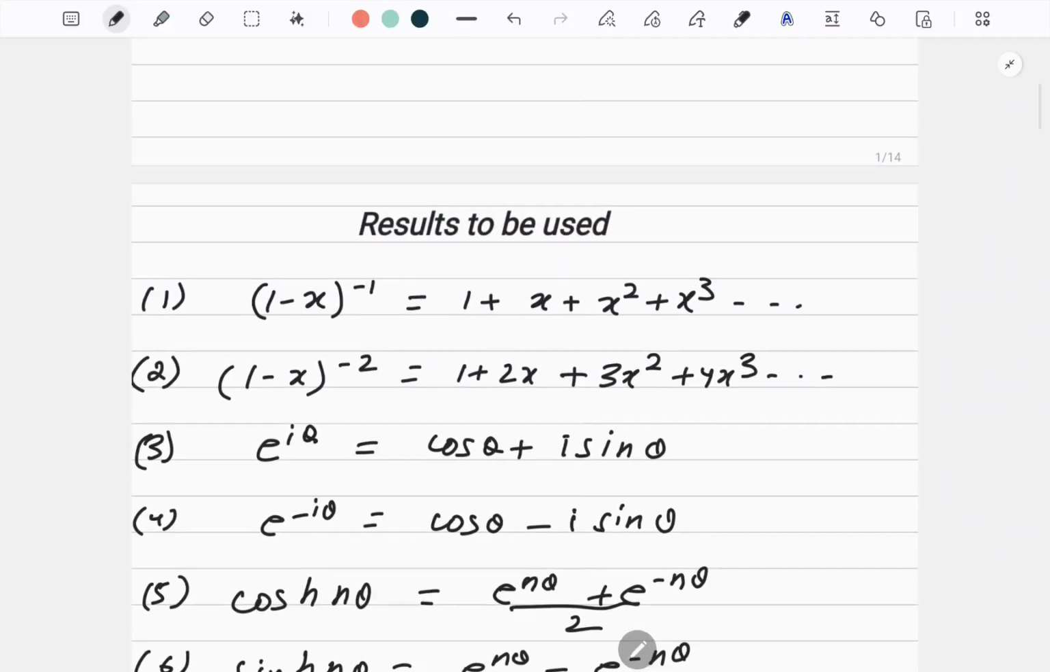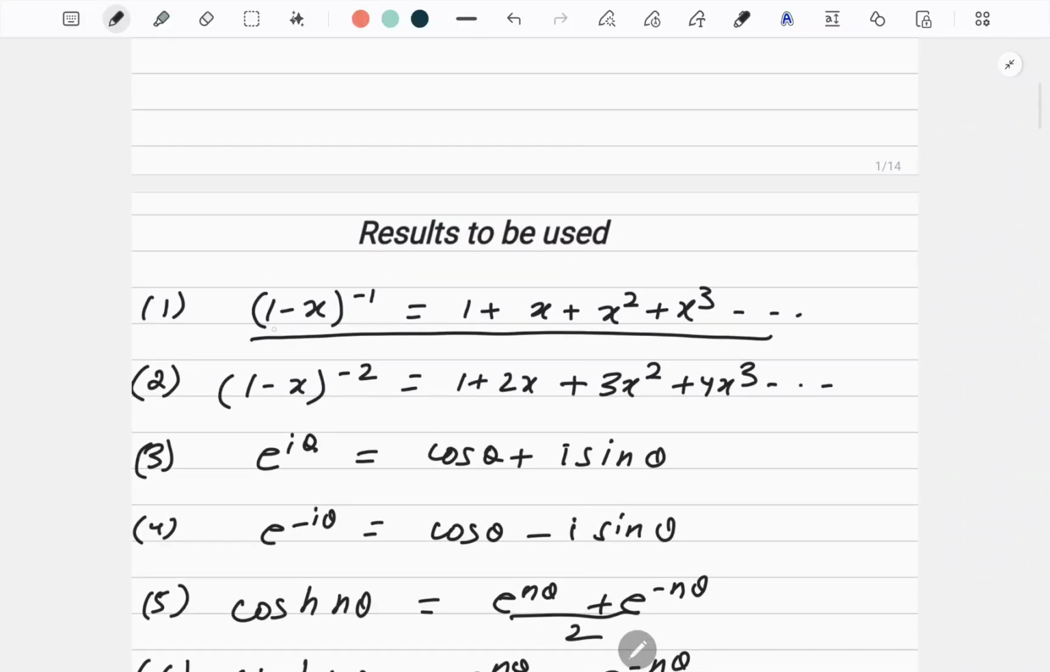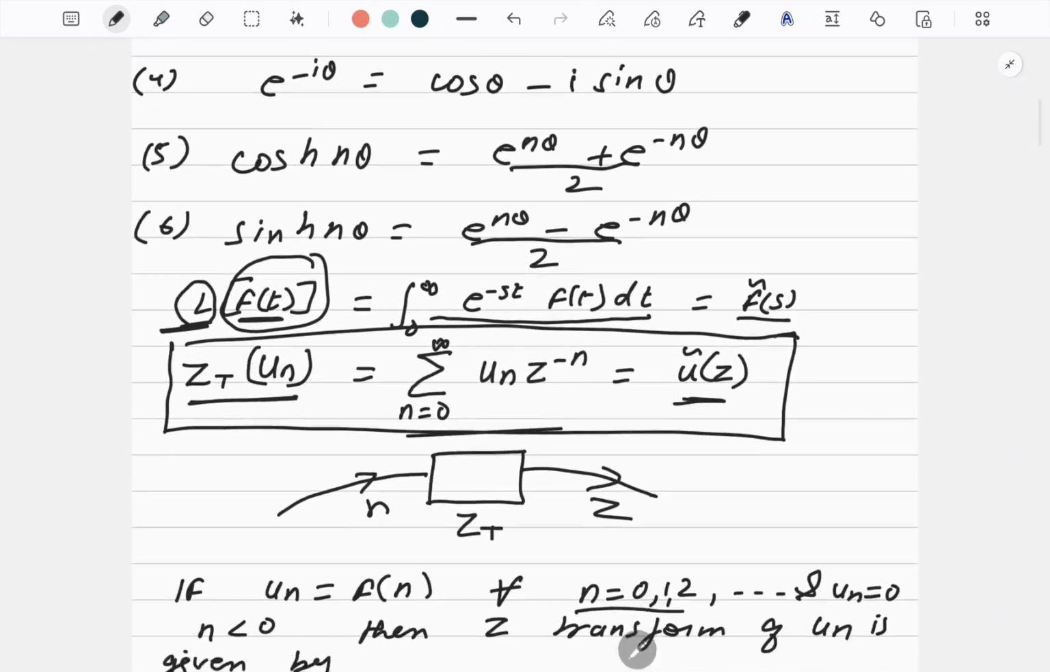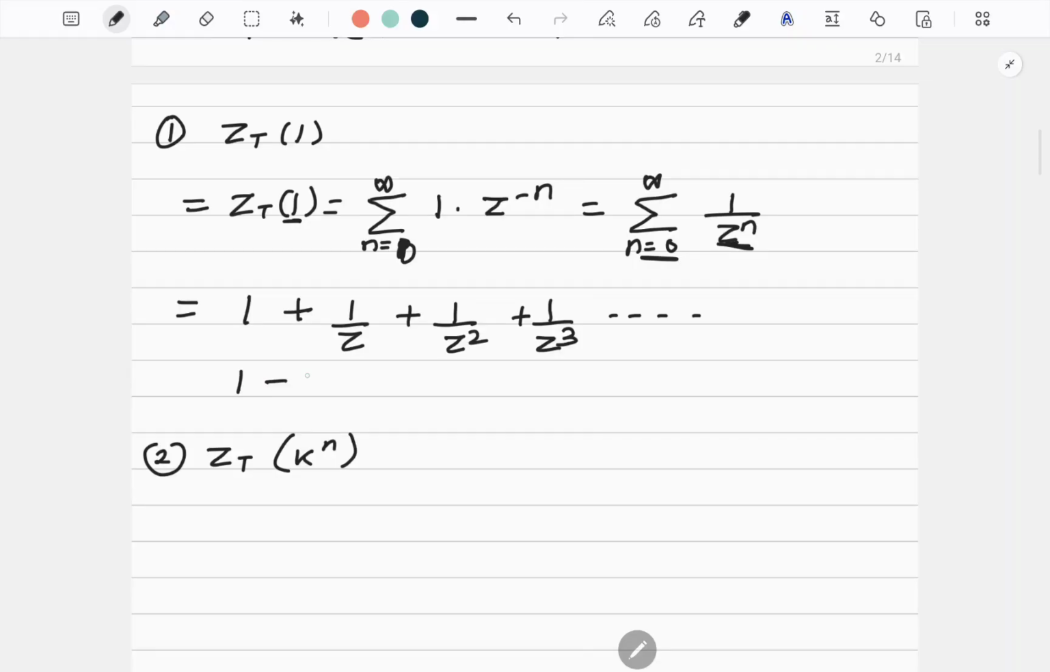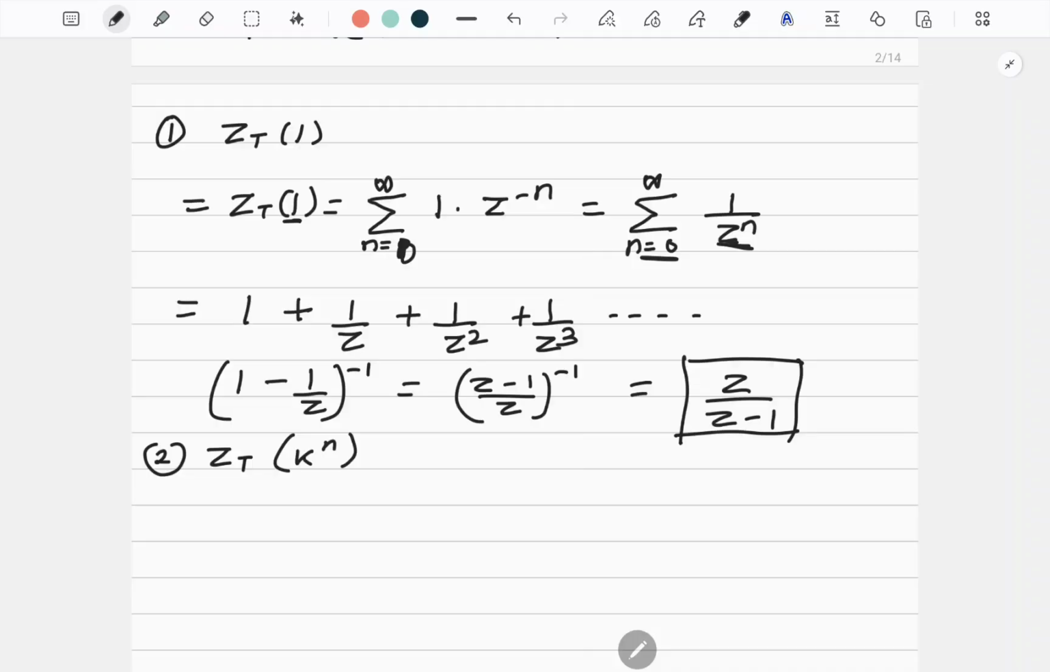Now this is the series I got. Look at the first result which I gave you: (1 minus x) to the power minus 1 is this series. I got exactly this here. So this will be equal to 1 minus 1 by z, whole to the power minus 1. In the standard formula I have x, here I have 1 by z. Now take the LCM: z minus 1 upon z, to the power minus 1, which is equal to z upon z minus 1. So this is my first formula. Z transform of 1 is z upon z minus 1.